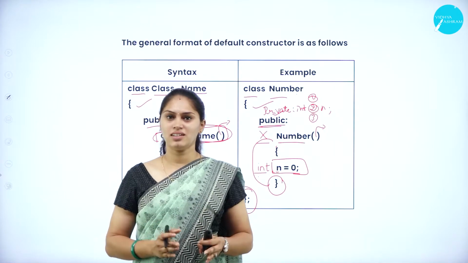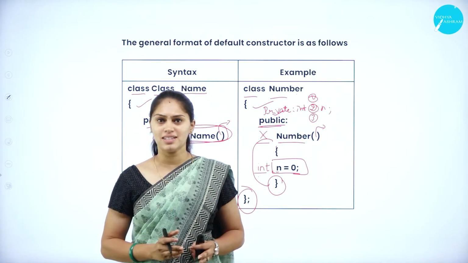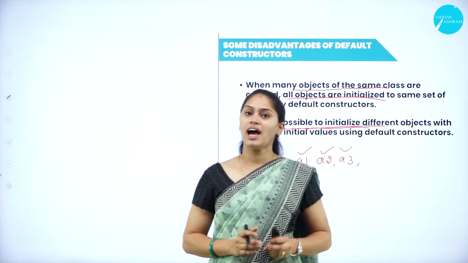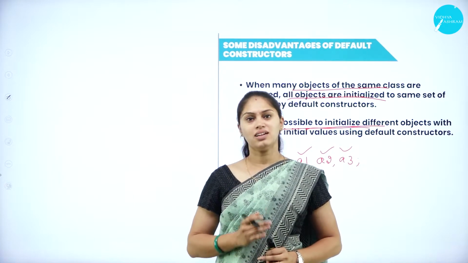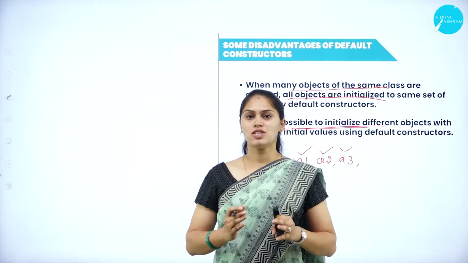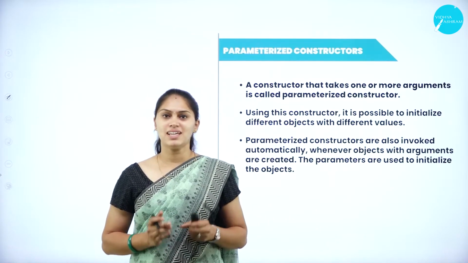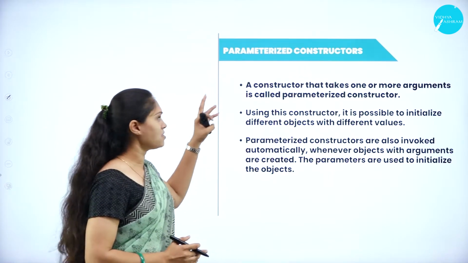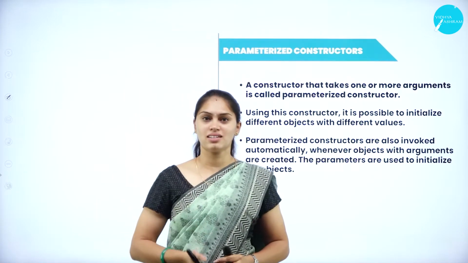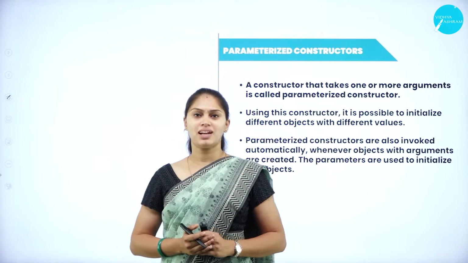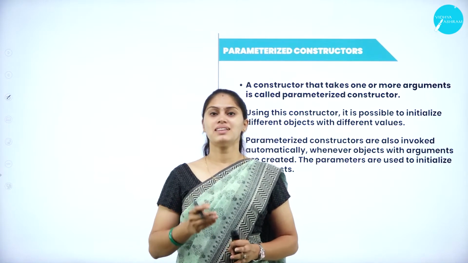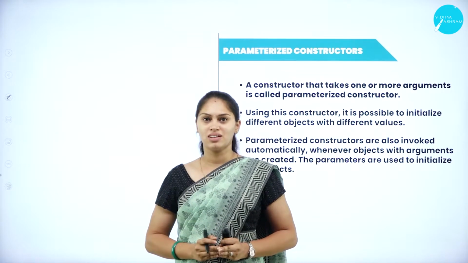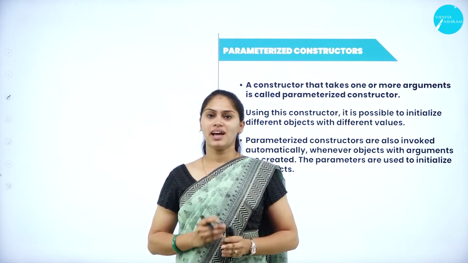After that, there is a syntax for the default constructor along with an example, and what are the disadvantages of using this kind of default constructor in our program. It's all about the default constructor. We'll see the next type of constructor, that is the parameterized constructor. What is this parameterized here? Parameters are nothing but arguments, a variable that I am going to send to the function. That is nothing but a parameterized constructor.